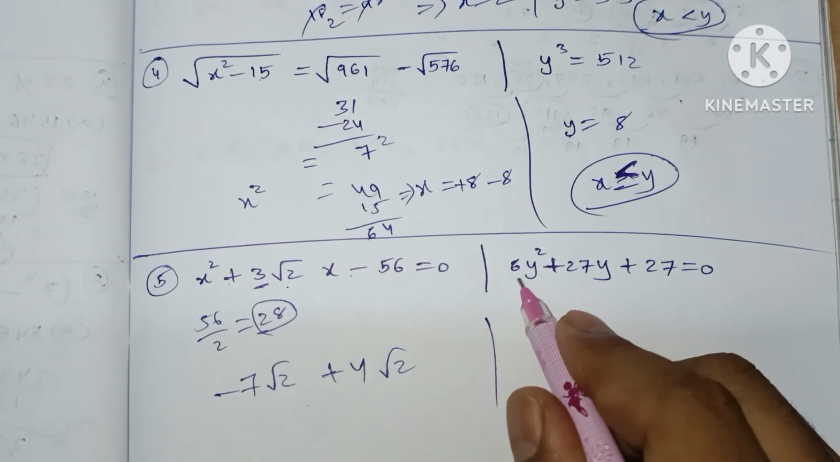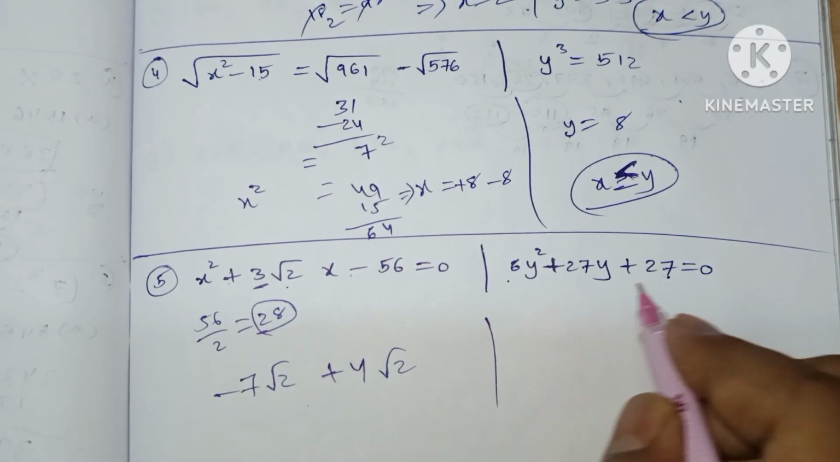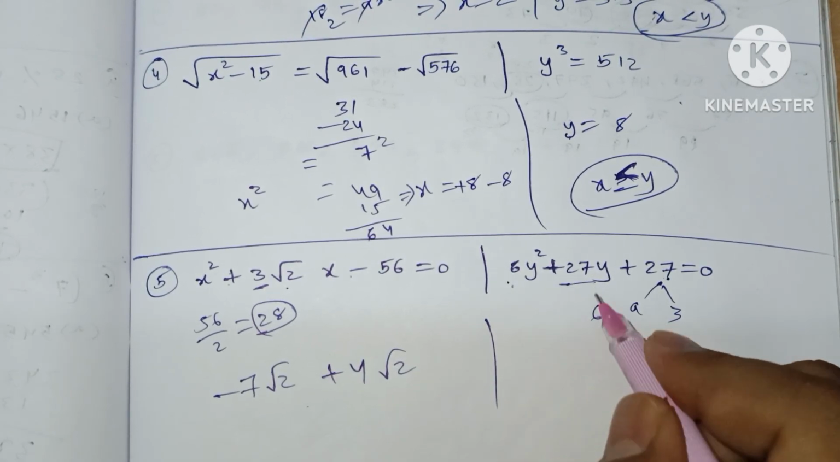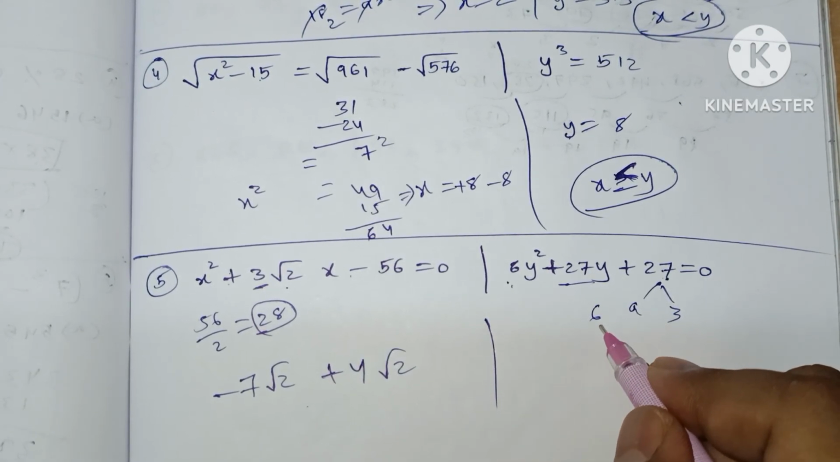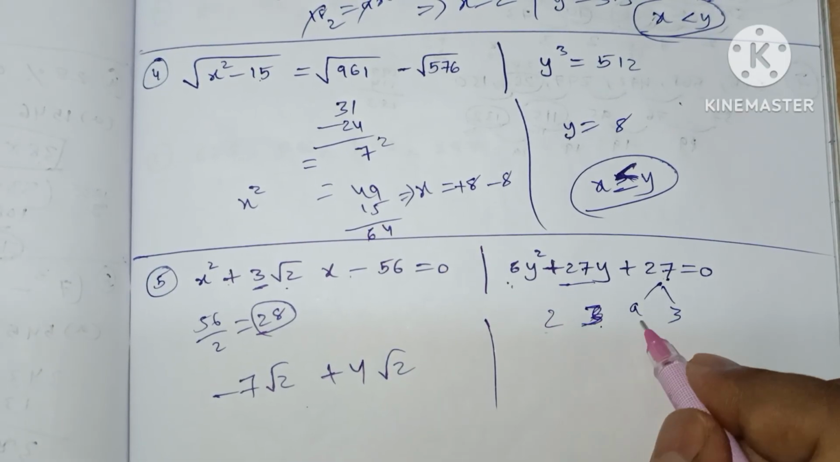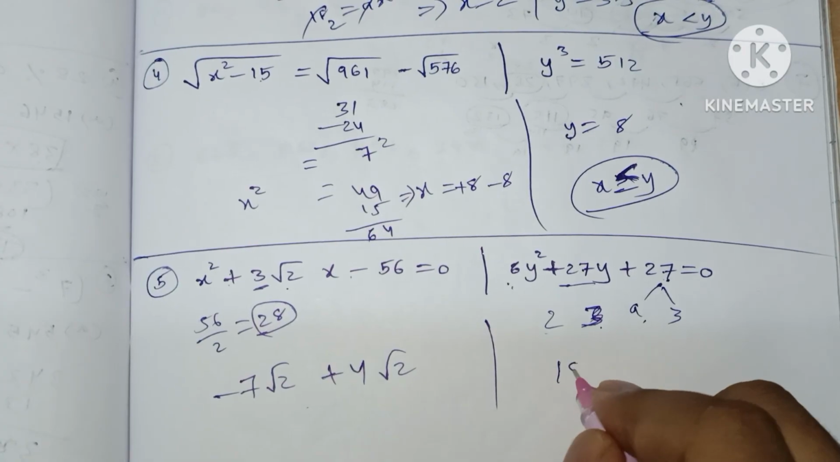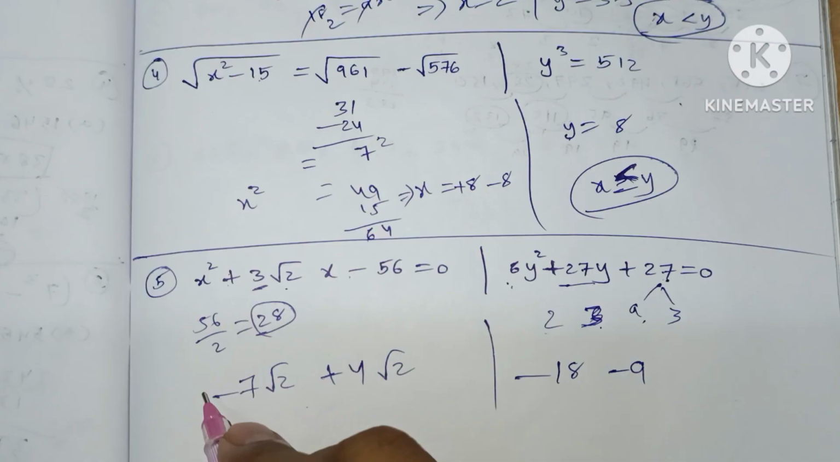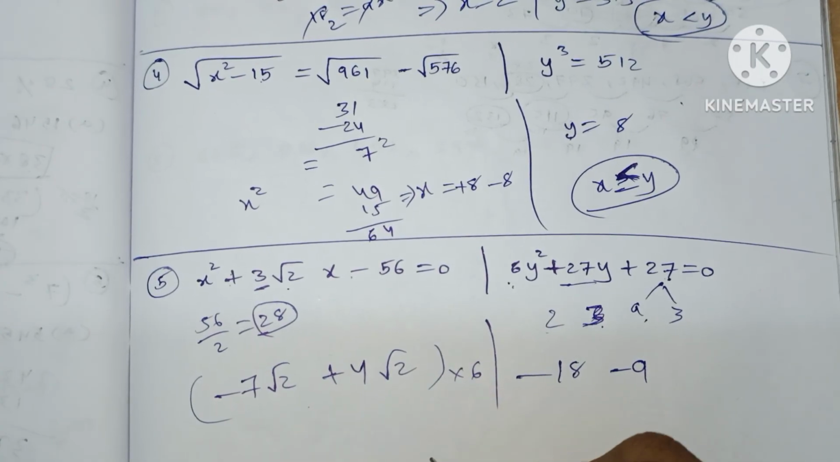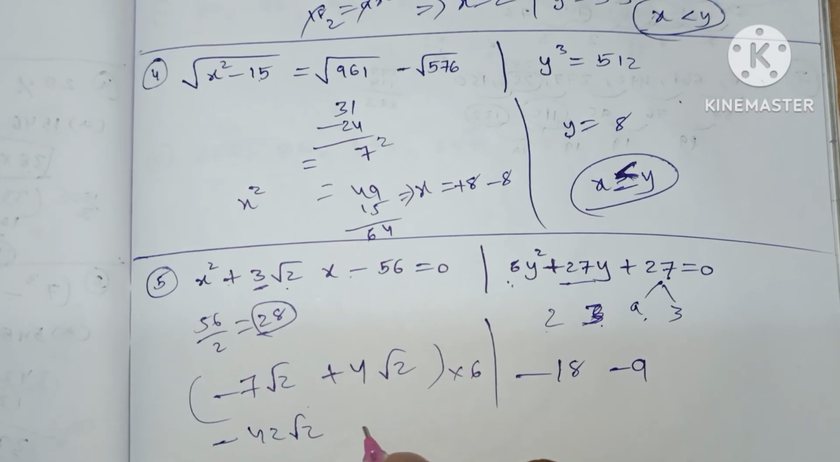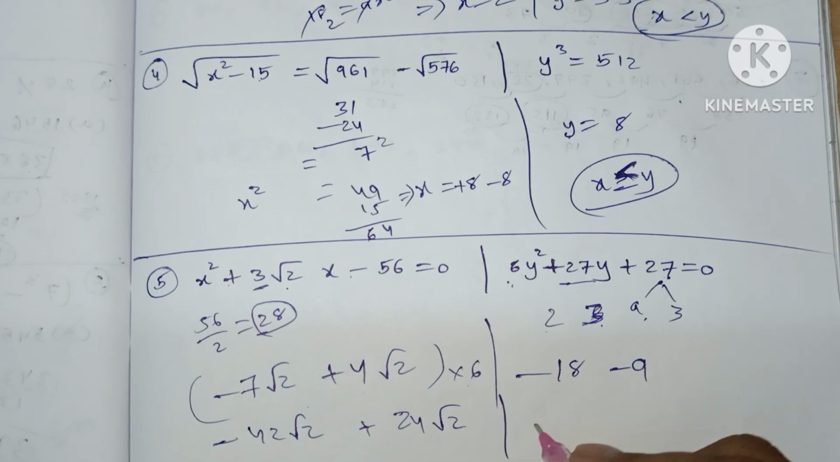So here 6 and this one 9 3 times. This is 6. We need to get 27. Let's make this as 3 into 2. 18 and 9 are the roots and negative. To make the base equal, we multiply this with 6. Here 7 6 times 42 root 2 plus this will be 6 4 times 24 root 2, minus 18 minus 9.